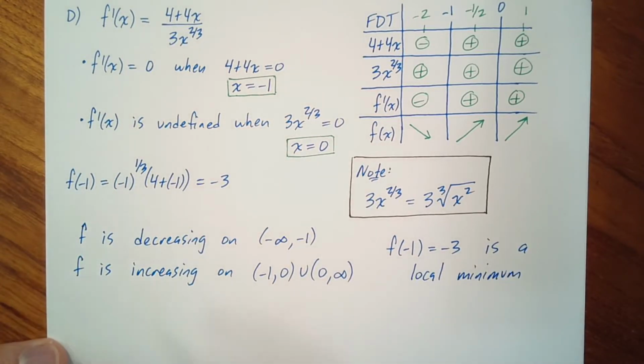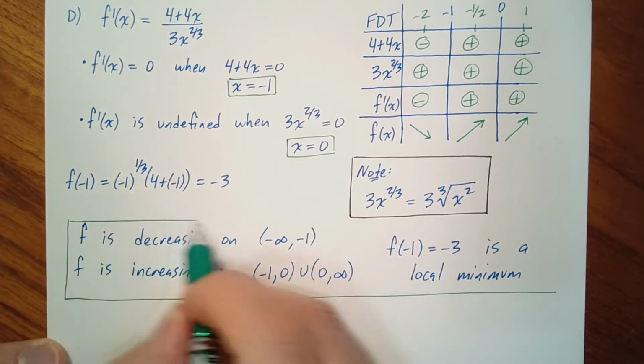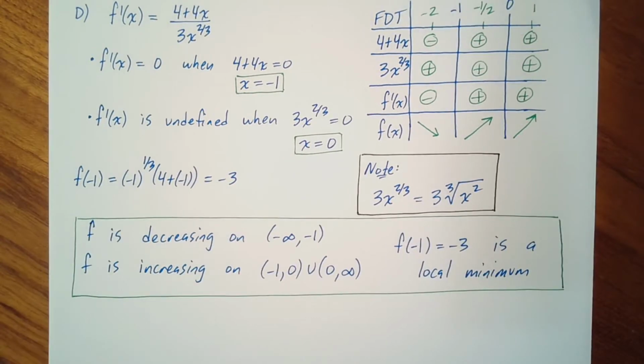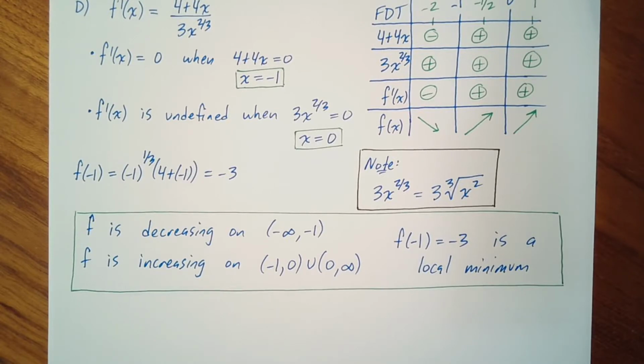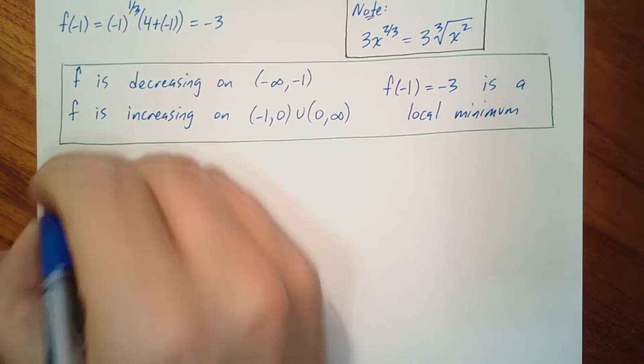Okay, so that is our summary for part D. So now we'll move on to part E, the intervals of concavity. So that's what we want to find now. We want to find out where our function is concave up and where our function is concave down. So that was part E.